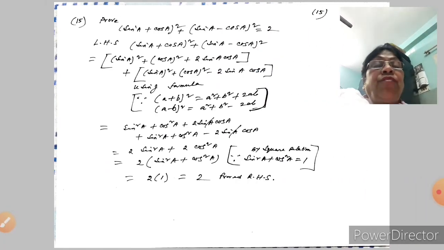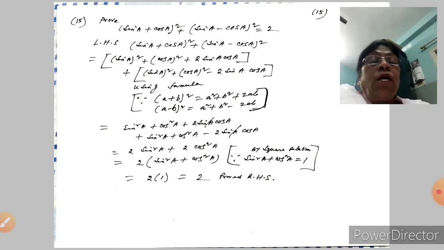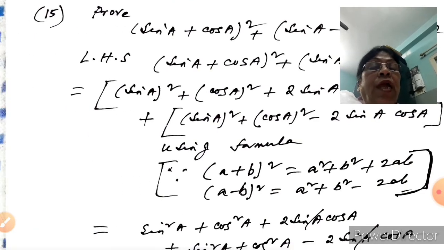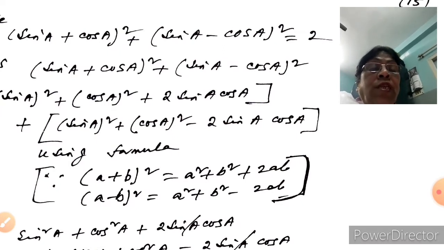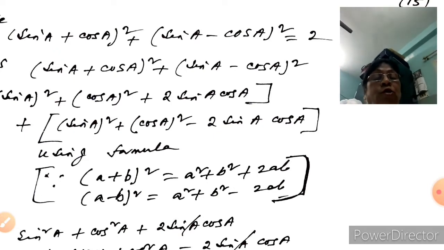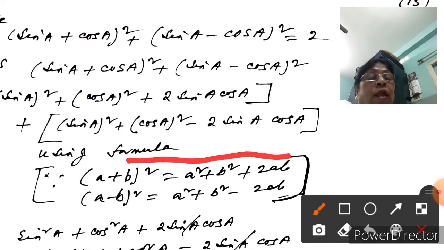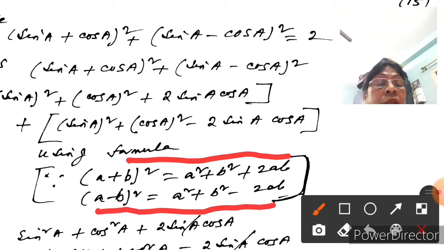Now, question number 15. Sin A plus cos A whole square plus sin A minus cos A whole square is equal to 2. We have to prove this. Okay. Left hand side, sin A plus cos A whole square plus sin A minus cos A whole square. So, we can write sin square A plus cos square A plus 2 sin A cos A plus sin square A plus cos square A minus 2 sin A cos A. So, using the formula, which formula have I used? A plus B whole square is equal to A square plus B square plus twice AB, or A minus B whole square is A square plus B square minus twice AB.